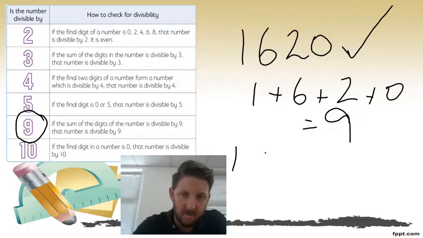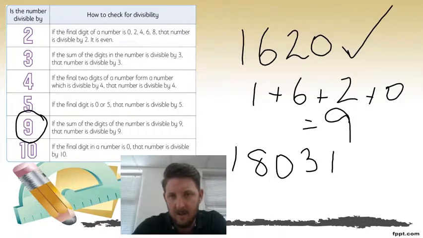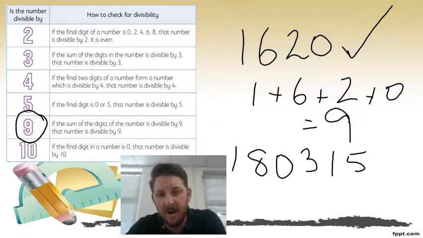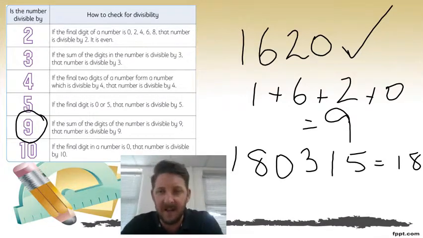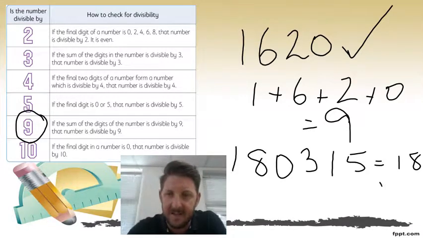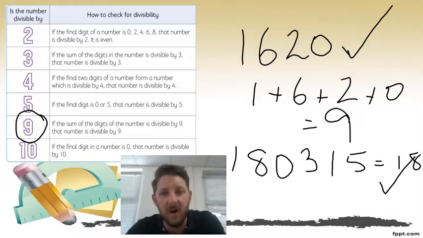Let's try a different one. 180,315. First thing I do is add them up. 1 plus 8 is 9, plus 0 is 9, plus 3 is 12, plus 1 is 13, plus 5 is 18. So my sum of my numbers is 18. Does 9 fit into 18? Tick, it does. And I know that that large number there is divisible by 9.